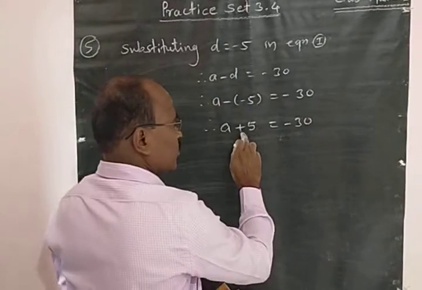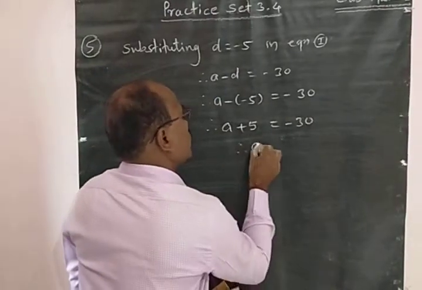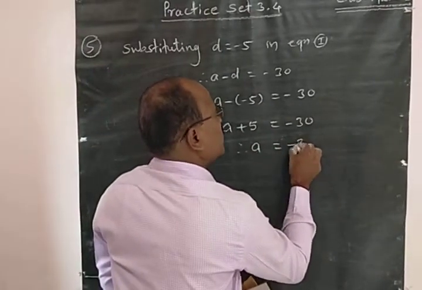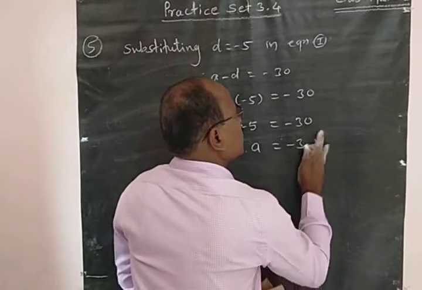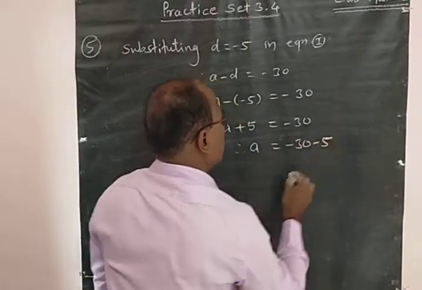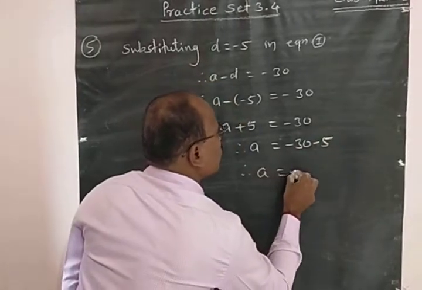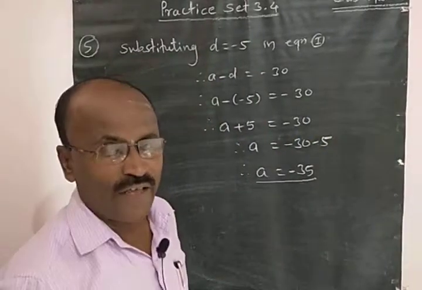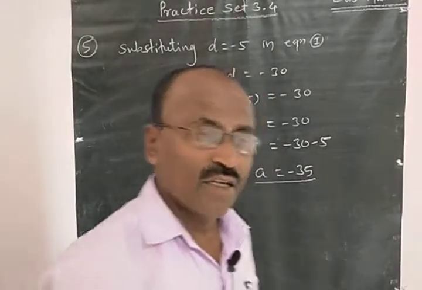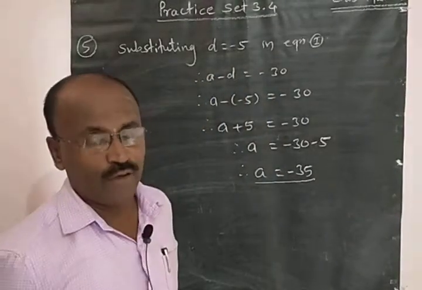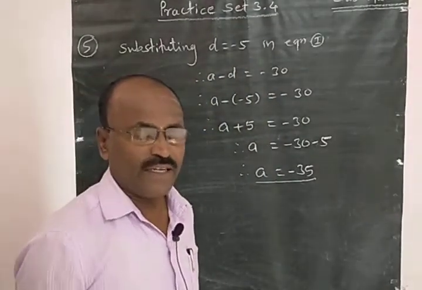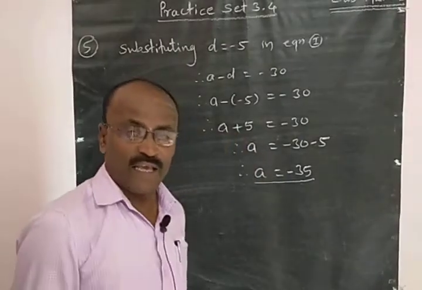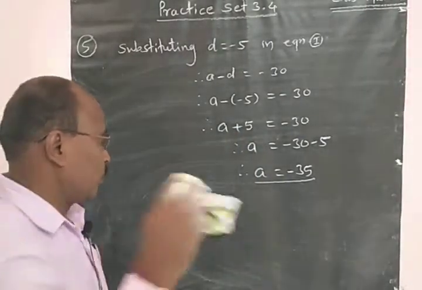Take this plus 5 to this side. So it will become A is equal to minus 30 minus 5. That is A is equal to minus 35. So A is minus 35 and D is minus 5. Then find the values of A minus 3D, A minus 2D, A minus D, A plus D and A plus 2D.